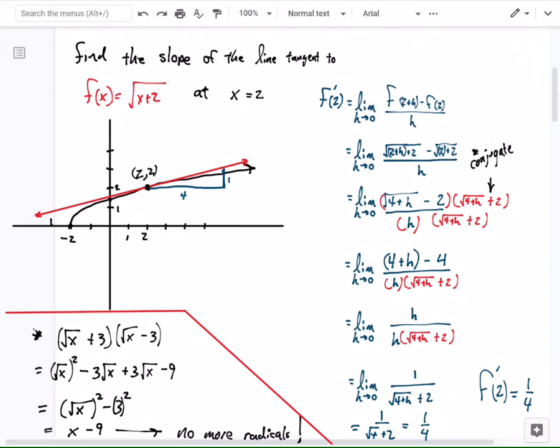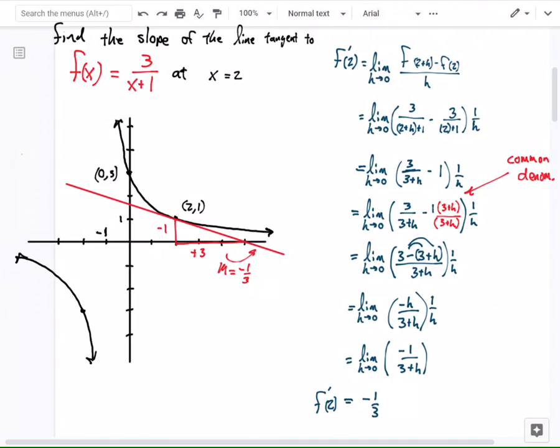So the key here is conjugate pairs when working with radicals, and the key here is common denominators when working with fractions. So I hope you find this helpful.